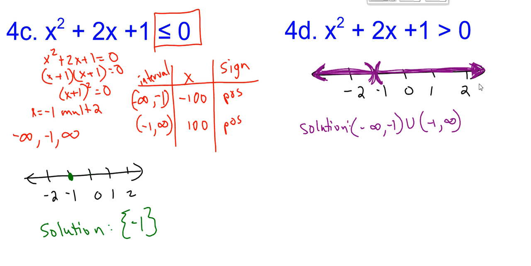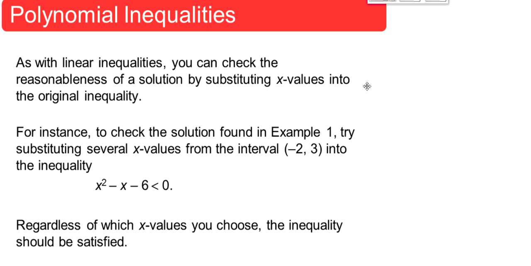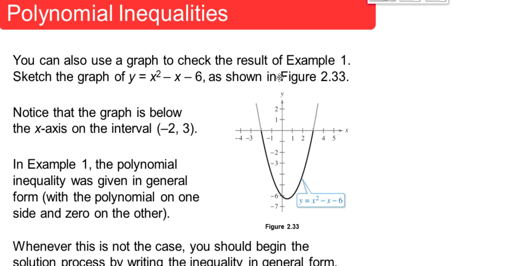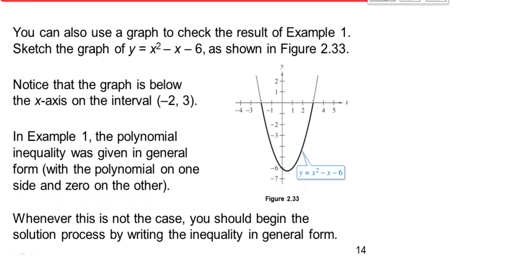And then just a little follow-up. This reminds you that you can be substituting in x values into the original or into the factored version, and things will always work out no matter what you use as long as it's in that interval. And you can use a graph to check your results if you want, sketching that, but it's not a necessity. So this concludes part 1 of notes for section 2-7.